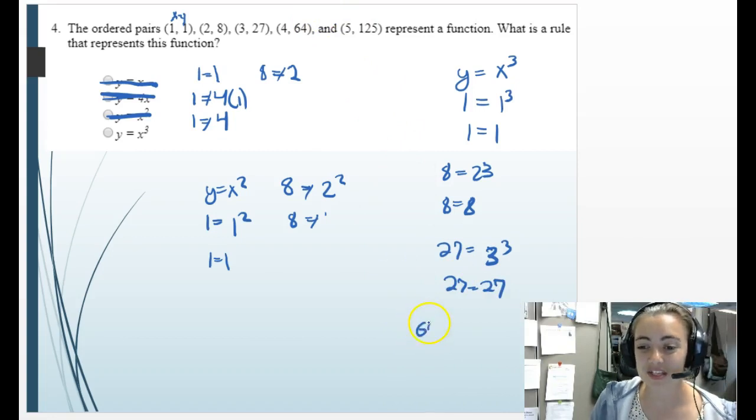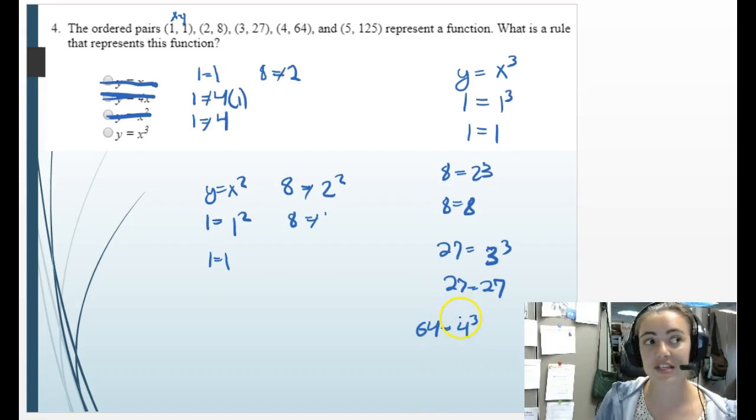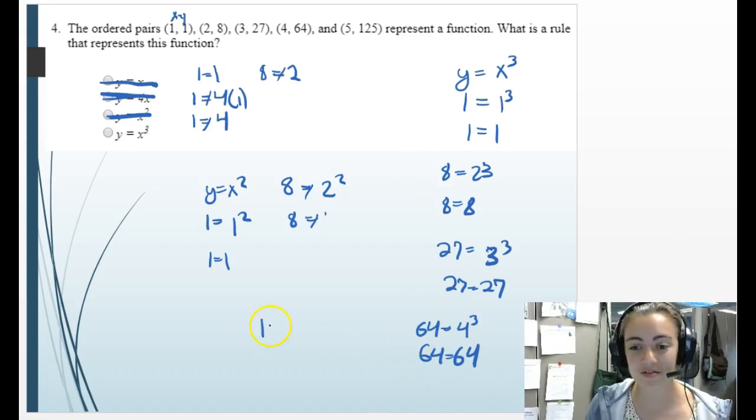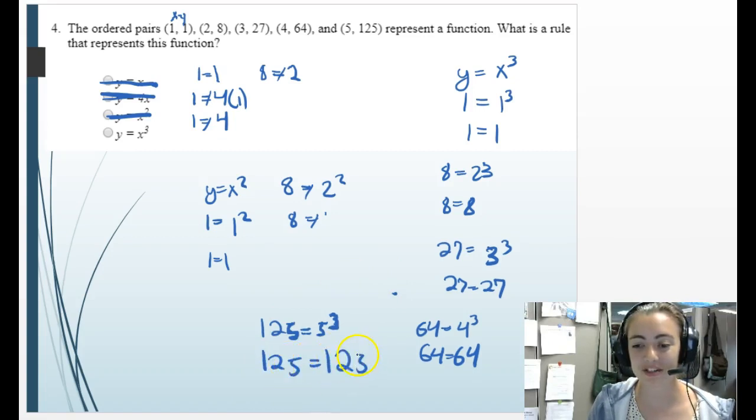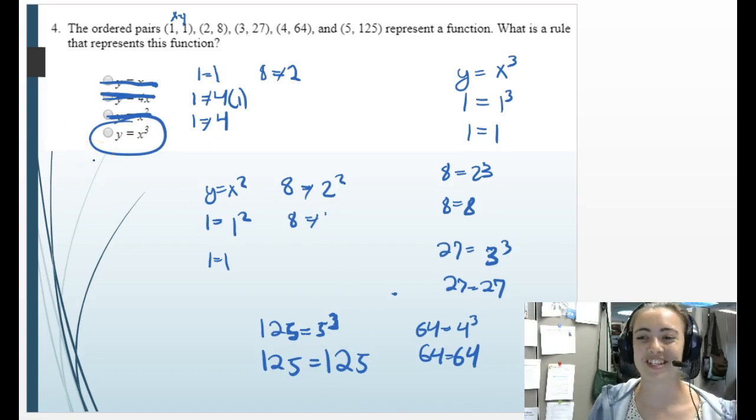64 and 4. So 64, is that equal to 4 to the third? 4 times 4 is 16. Times 4 is 64. All right, the last one. I'm thinking this is going to be it. 125, is that equal to 5 cubed? 5 times 5 times 5. Well, 5 times 5 is 25. 5 quarters is $1.25, so 125 is equal to 125. This last rule fits this function.